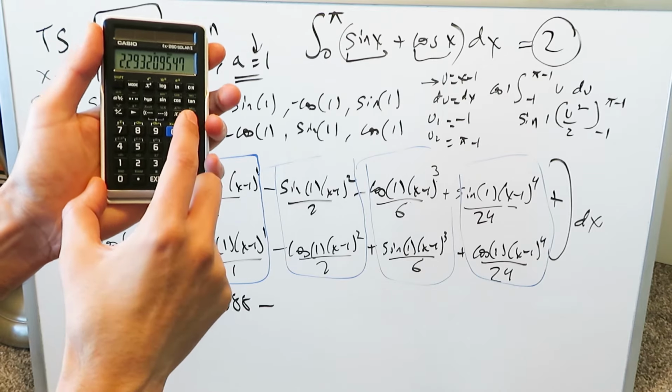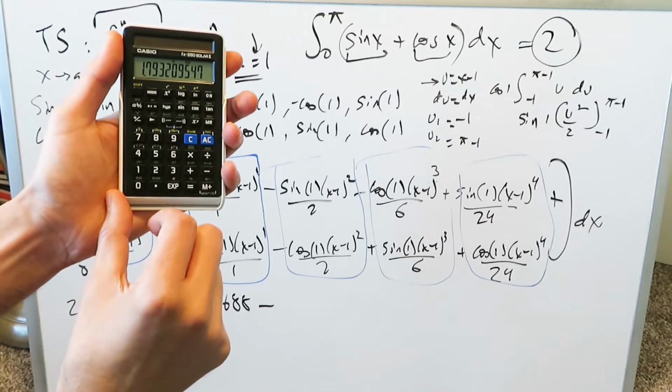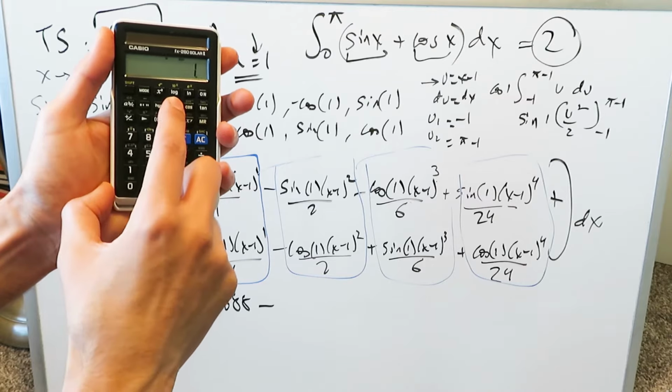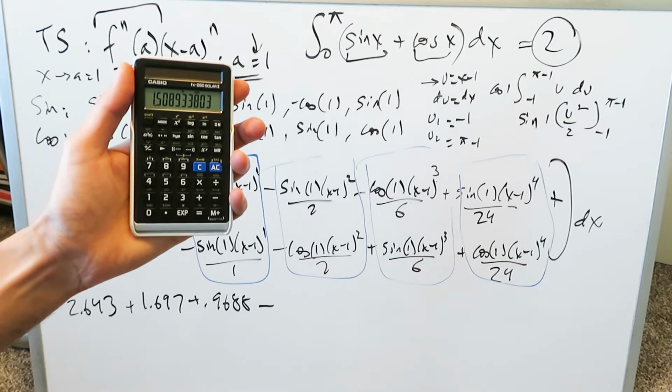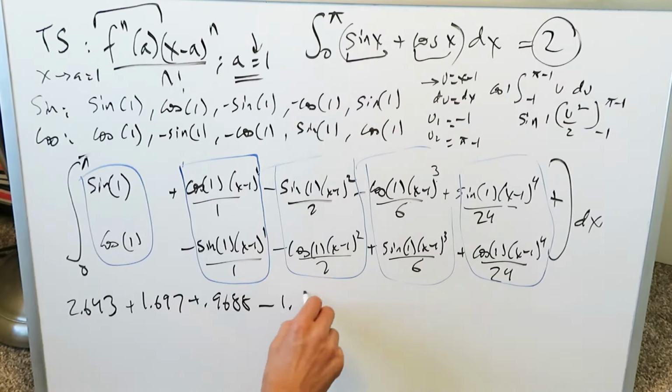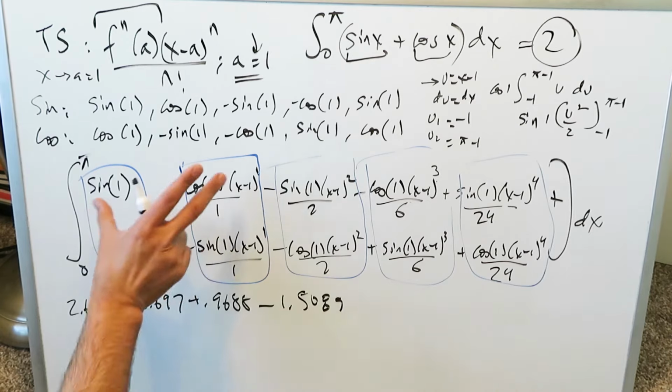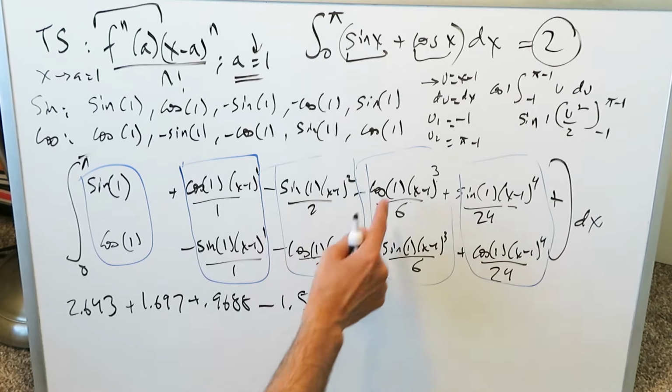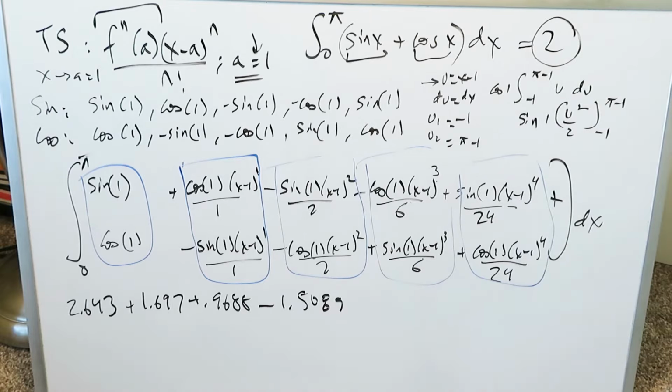I already have the previous saved value for the lower limit. I'll multiply this by sine 1 in RAD mode, and I'm getting 1.508. Let's put that here, 1.5089. We've done all of these. Now we have 1, 2, 3, 4, 5, 6 more to evaluate.